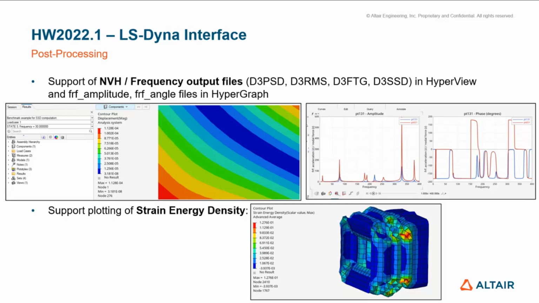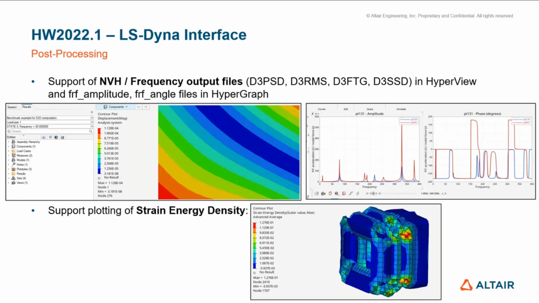In terms of post-processing, we made also important improvement with the support of NVH and frequency output files, like the D3, PSD, RMS, FTG, and SSD for the plotting in HyperView. And in HyperGraph, the support of the FRF amplitude and angle files in order to plot those values in HyperGraph. So you have now the complete support for the NVH and frequency solution in HyperWorks.